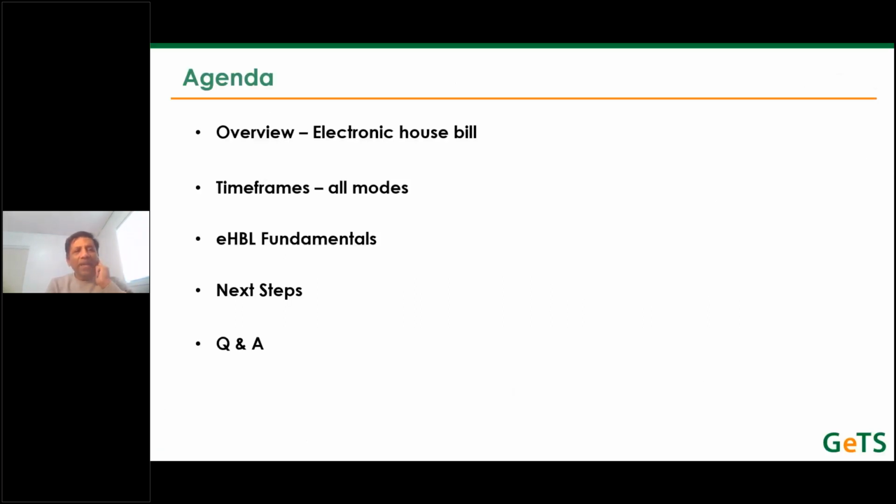Okay. At a very high level, today this will be the agenda. We will talk a little bit about the electronic house bills, the time frames for all the modes, especially for the ocean and the air. The highway and rail is for the Canadian and the US side, but ocean and air, I would cover that. We go through the very basic fundamentals of e-house BL. It's very in-depth, but I'll just cover a few steps. We can talk about the next steps as a freight forwarder, what you should be doing, what you can do, and how we can assist you, and then we follow with a question and answer session.